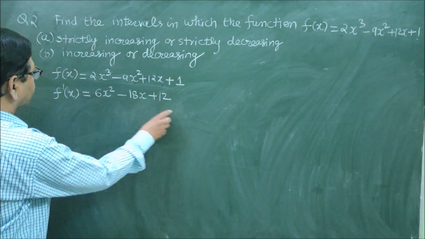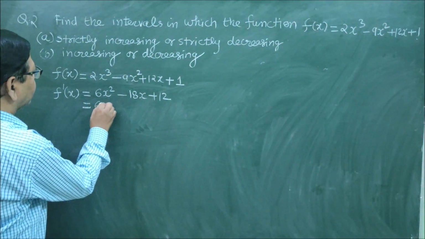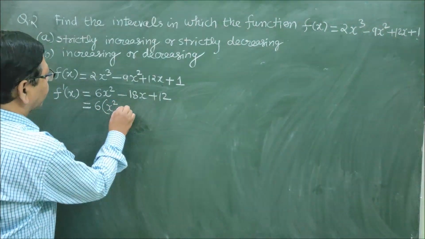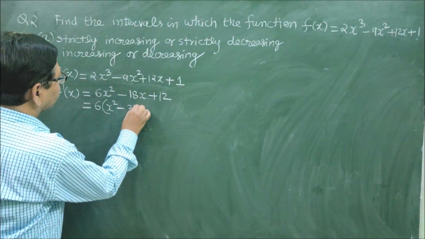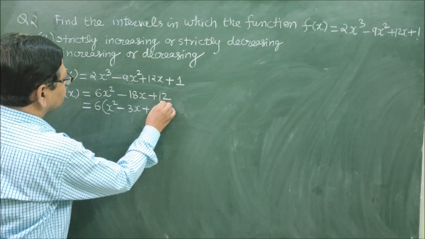Now from this function we can take 6 as common, so we are left with x² - 3x + 2.